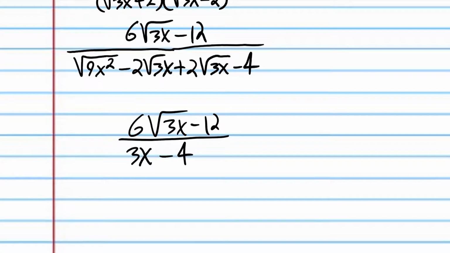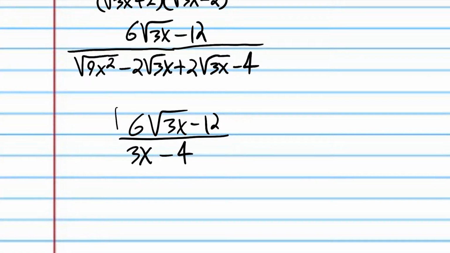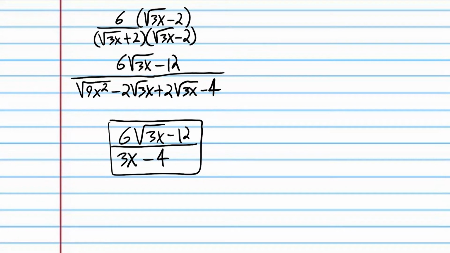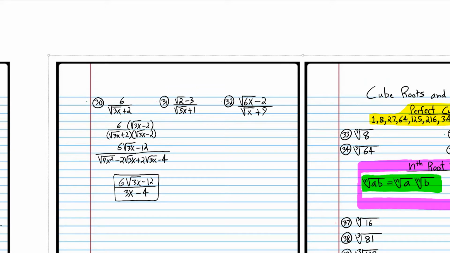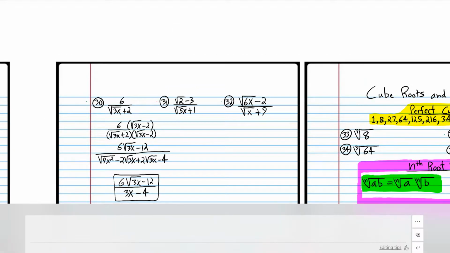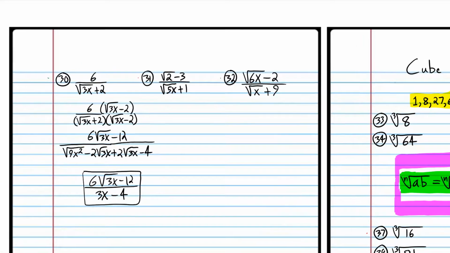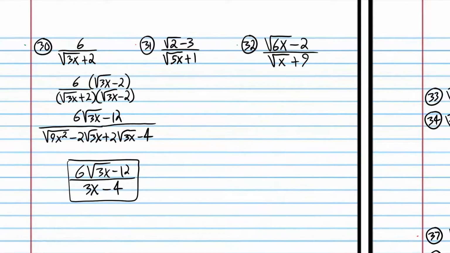And so that is the answer. You can't really reduce much beyond that. We can center this denominator just to make it look nice and neat. Okay, so if you got that answer, good job. So let's go ahead and try, let's do 31 together.